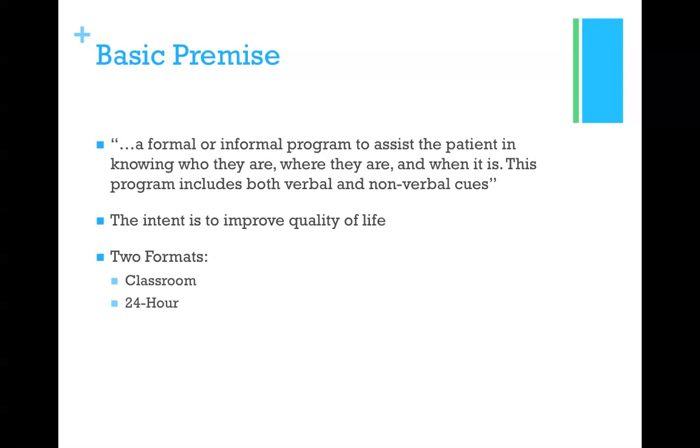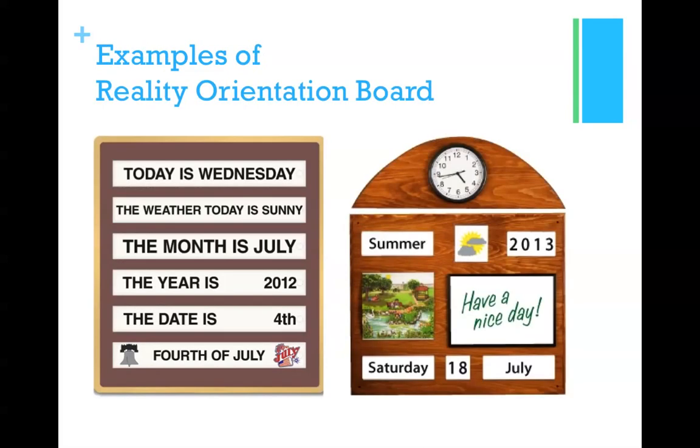And there's a second part to the 24-hour, called popular incidental interactions, which usually includes a reality orientation board, which is usually in a community place, whether that's a hallway, a dining room, or a common room. Here are some examples of reality orientation boards. You can see that you have the day of the week, the weather, the month, the year, the date, and even upcoming holidays. You can also see that some choose to include a clock so they know what time it is.